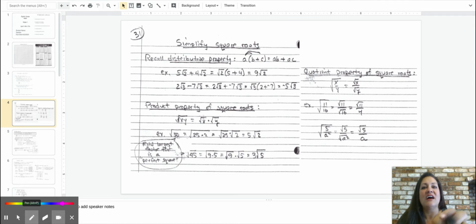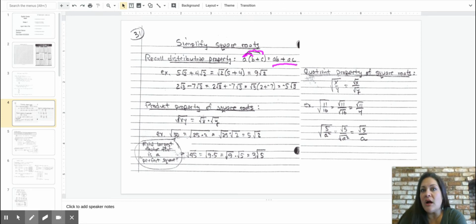There we go. All right, so we have A times B plus C. It distributes out to AB plus AC. Well, it also works for square roots. So you'll see this first example here. 5 times the square root of 2 plus 4 times the square root of 2 equals. What they have in common is that square root of 2. Take both of them out, and that gives you the square root of 2 times 5 plus 4. You can add those together, and that gives us 9 times the square root of 2.